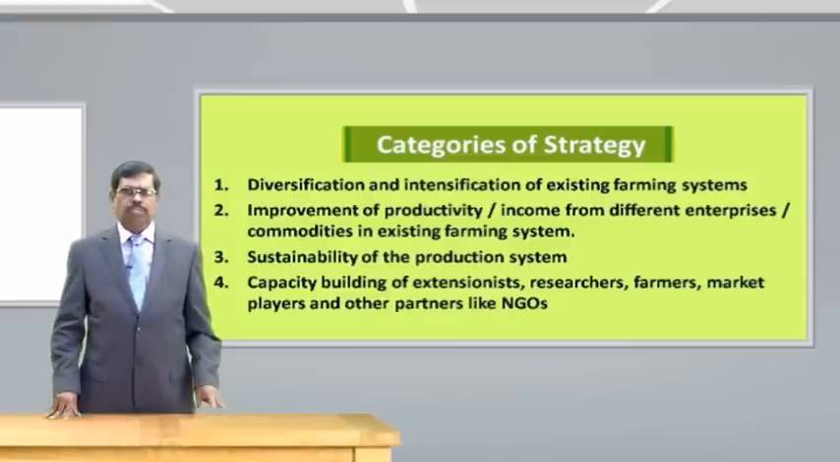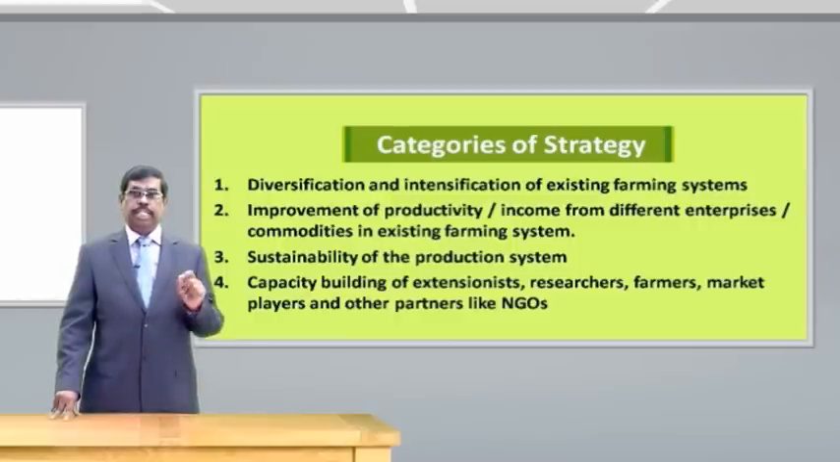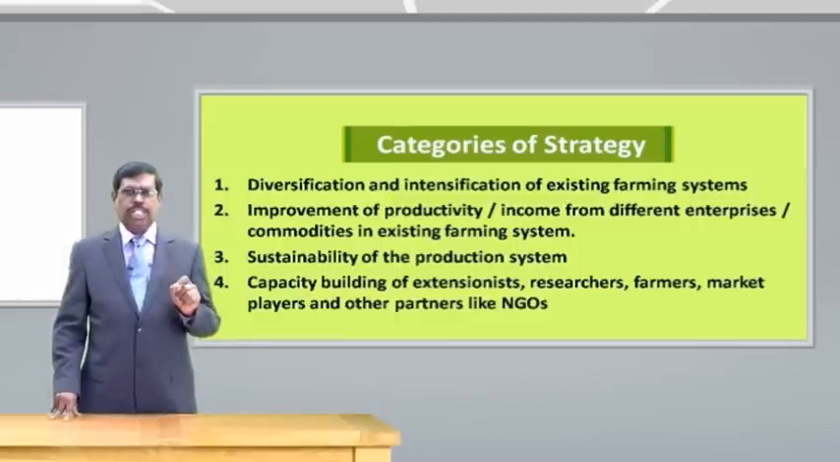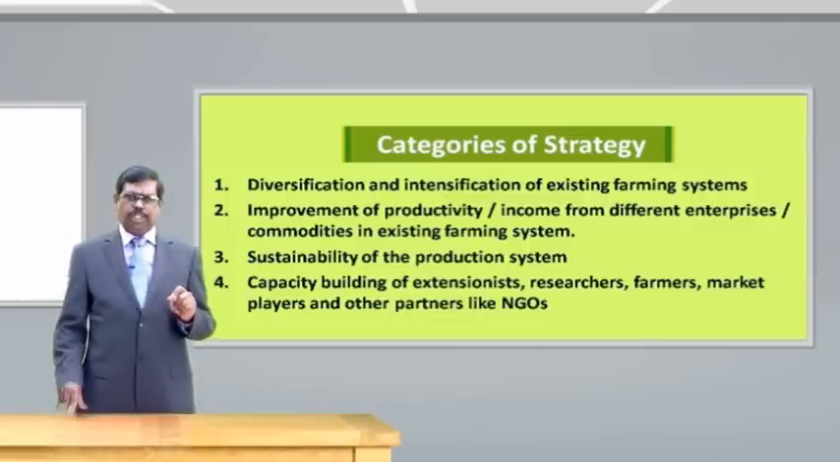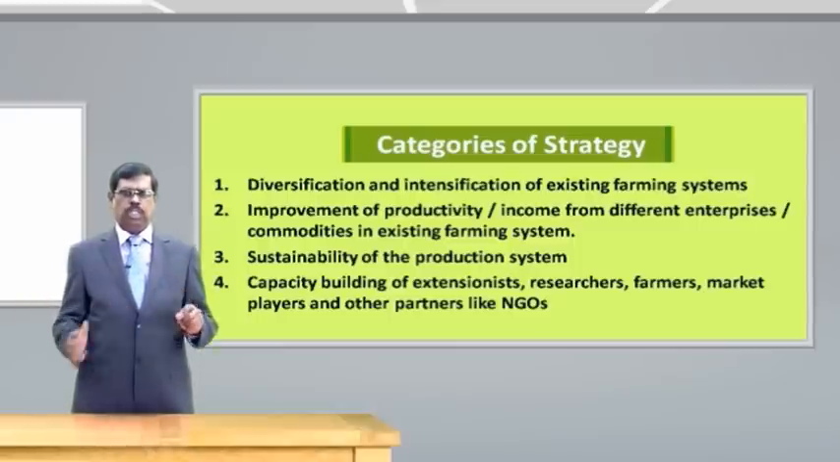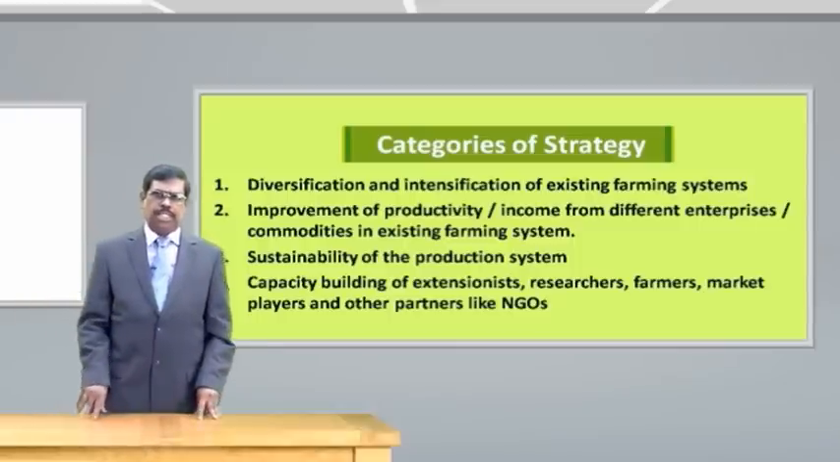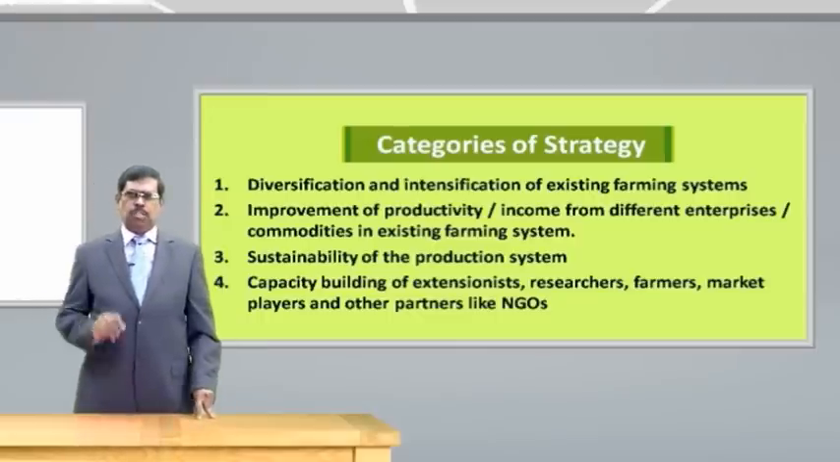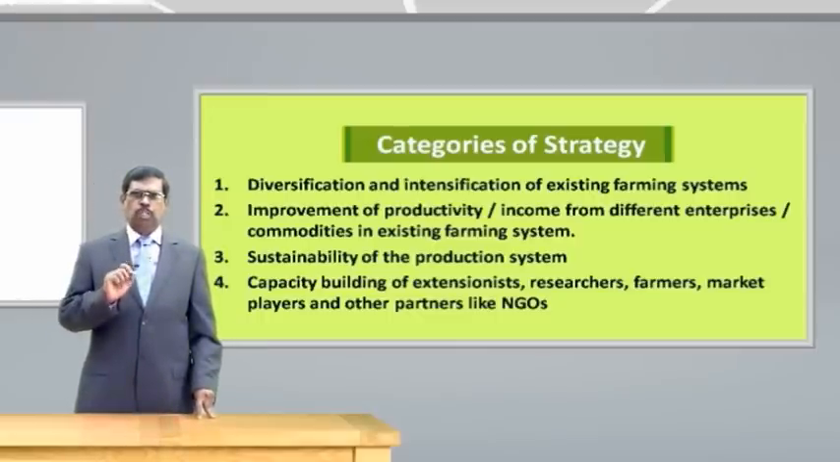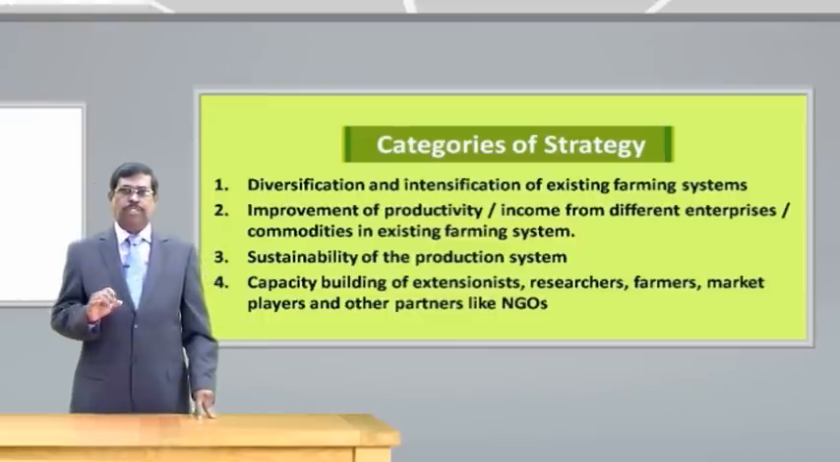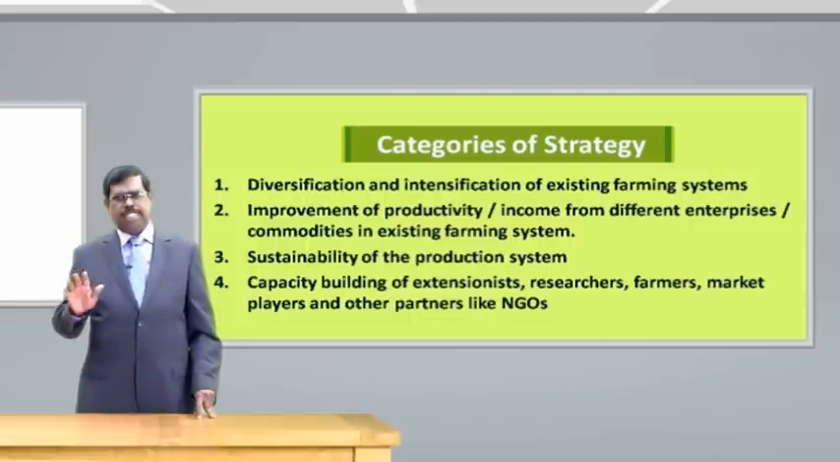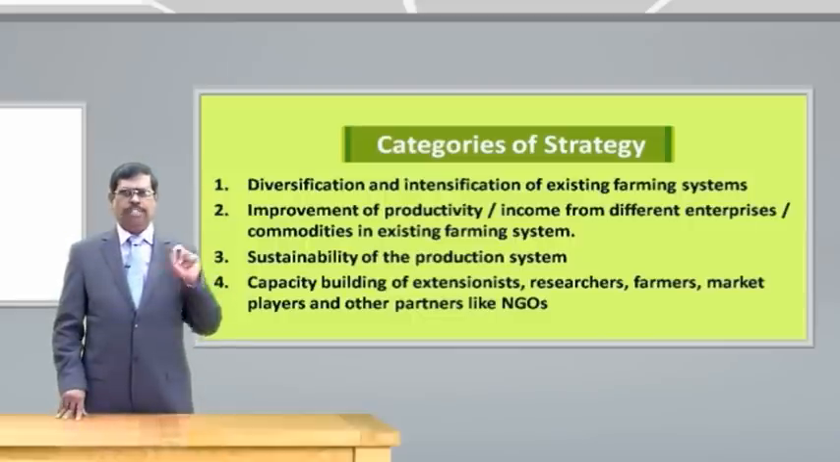Number one is we need to have strategies related to diversification and intensification of the existing farming systems. Whatever existing farming systems are prevalent in the district, we need to intensify, and all the stakeholders should very critically think of whether we can go for any diversification. So, this is one strategy. And then second strategy is we need to have some programs, some methods to improve the productivity and income from different enterprises or commodities in the existing farming system. For that also we need to have strategies.